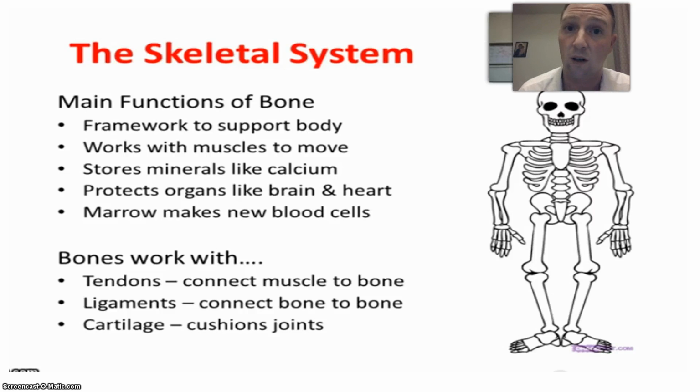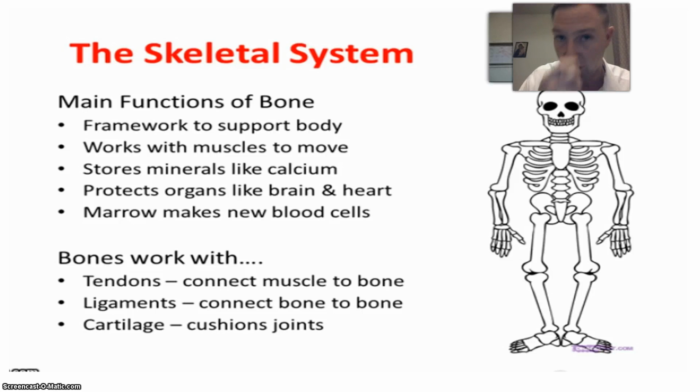Now the bones don't work alone, right? In a joint, you're going to have tendons, ligaments, and cartilage. Tendons, as you saw in that chicken wing, are going to connect the muscle to the bone and exert force across that joint. Ligaments connect bone to bone and keep everything together. Okay? So the joint doesn't come out of socket.